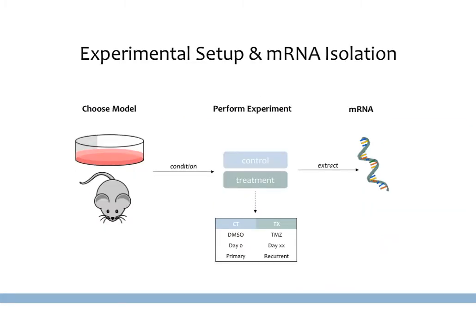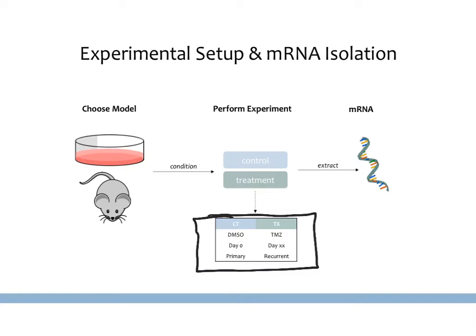Let's start with our experimental setup and mRNA isolation. So as we talked about, you will choose your model. This could be cells or tissues or animals. You will perform your condition. And as we've talked about in the past, these are some examples of conditions that you might use, but these are not the only ones. Don't be limited by these conditions.